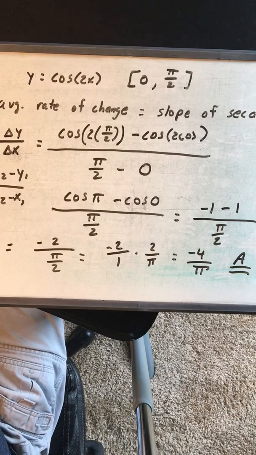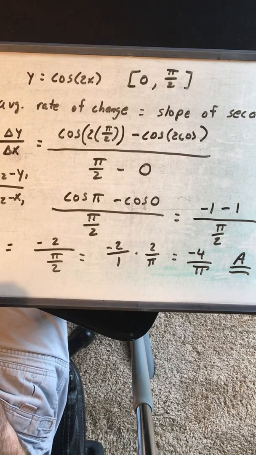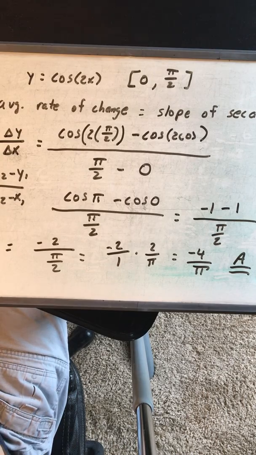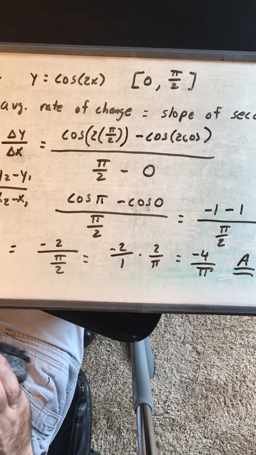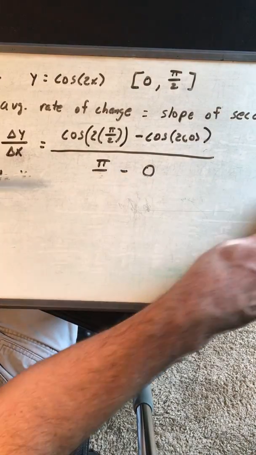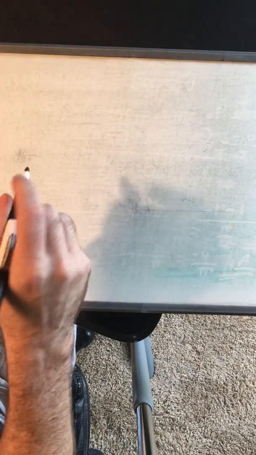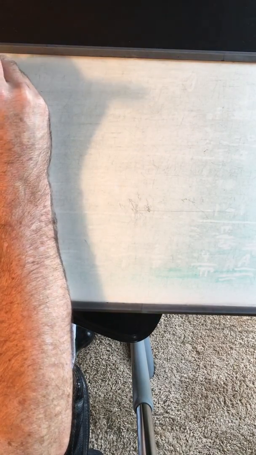You could do it. One thing that might get you is that one of the other answers is 4 over pi. So if you got your negatives wrong, you could mess that up. All right, only 2 more for this video. And I'm going to get some lunch.